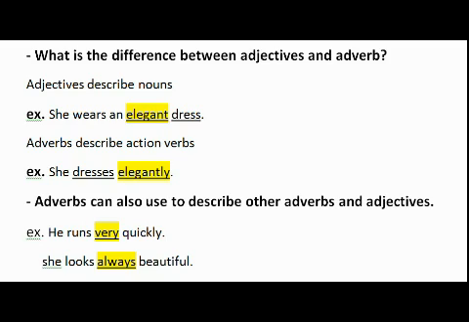She looks always beautiful. Always here is an adverb that tells me when she looks beautiful, which is all the time. So, beautiful here is not an adverb, it's an adjective. It's an adjective, sorry. And also, it's not a verb or an action verb. So, I can use the adverb to describe an adjective, or I can use it to describe another adverb.